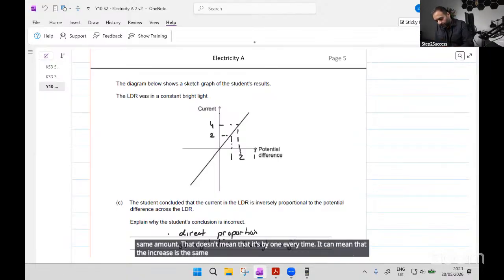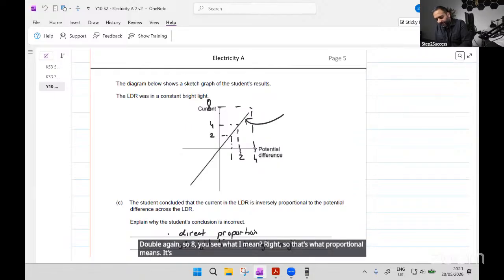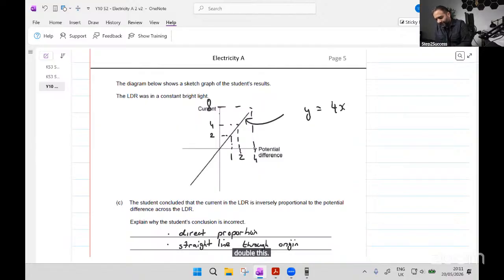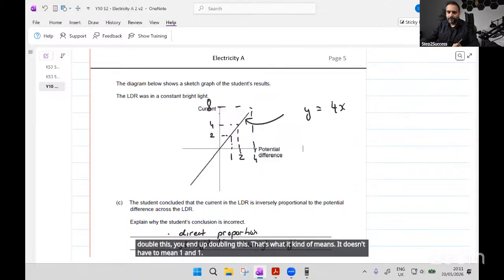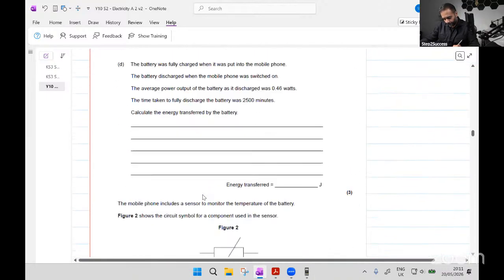So if I now did four, it would be double again, so eight. You see what I mean? Right. So that's what proportional means. It's like in maths when you can have an equation that's like y equals 2x, or it could be 3x, or it could be 4x. It just means that if you double this, you end up doubling this. It doesn't have to mean one and one. Okay, back to that.